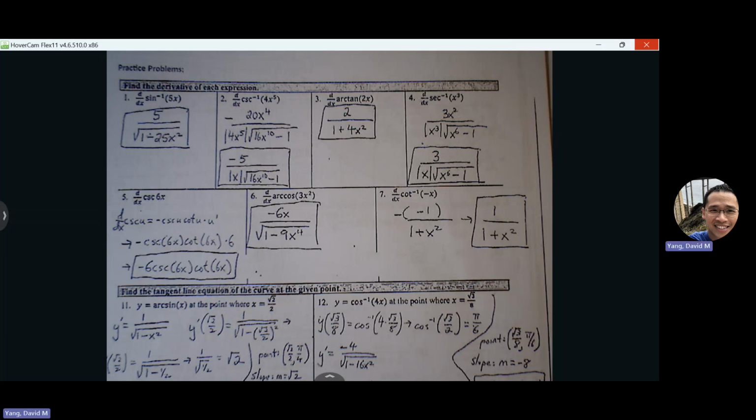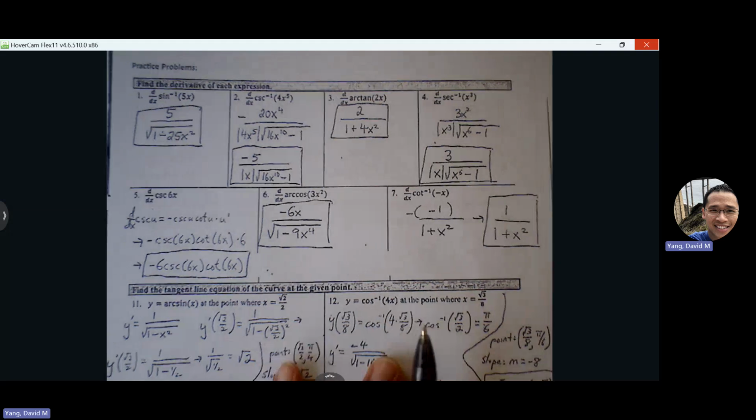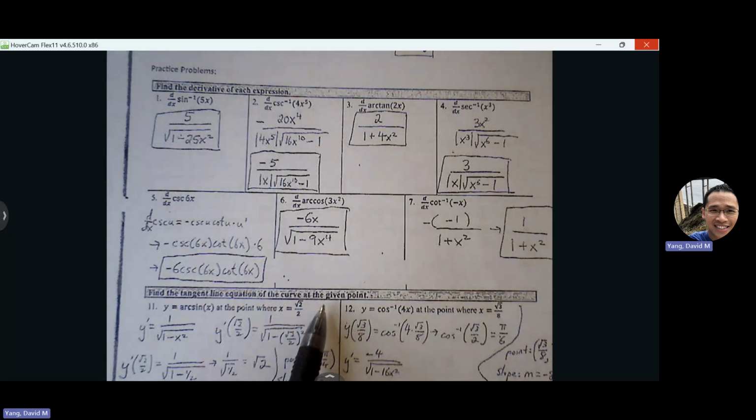Okay, so let's try 11 together. 11, it says find the tangent line of the curve at a given point. So what we're going to do is find the derivative, plug in the x value to get the slope, and then we can plug the x value into the original function to get the y value. And then once we have our ordered pair and our slope, we'll put it together as point slope form. So I'll work through number 11 with you, and then you guys can try number 12 as well.